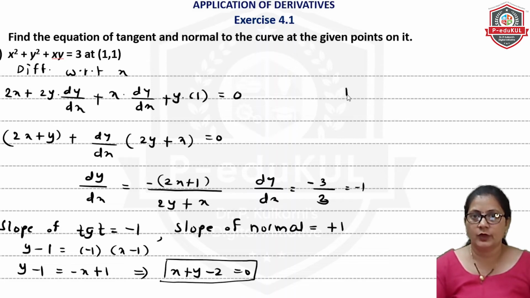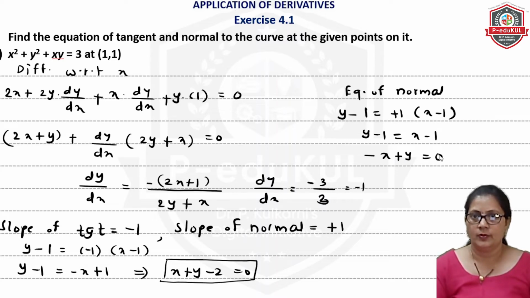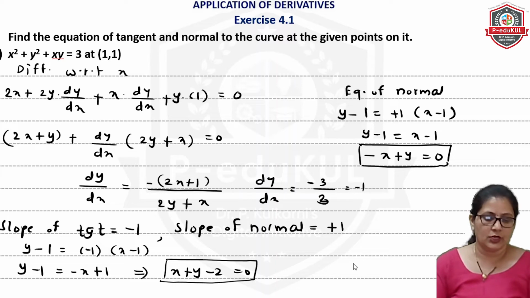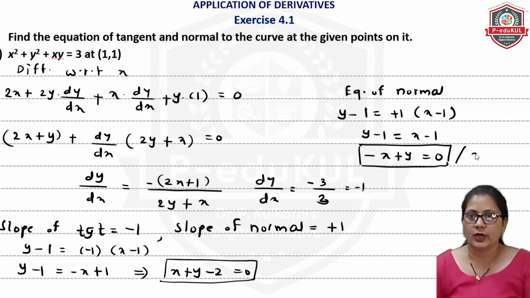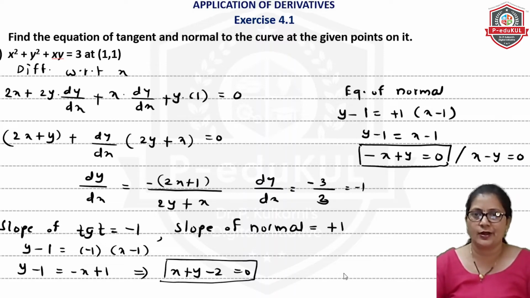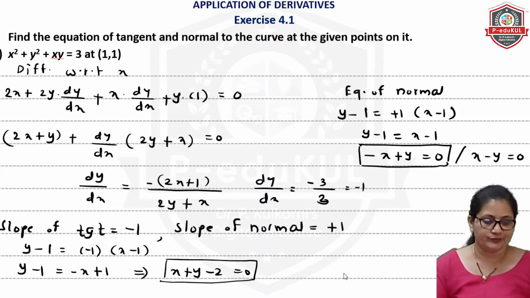Now I will find out the equation of normal. Plus 1 into x minus 1. So minus 1, x minus 1. So this is the equation of normal, minus x plus y is equal to 0, or you can write x minus y is equal to 0. That is also correct. Instead of this, you can write x minus y is equal to 0. That is also fine, but it's a standard form, so you can write it that way also.